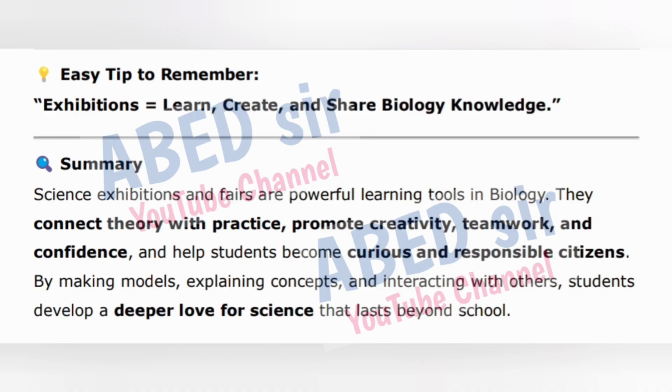They connect theory with practice, promote creativity, teamwork, and confidence, and help students become curious and responsible citizens. By making models, explaining concepts, and interacting with others, students develop a deeper love for science that lasts beyond school.